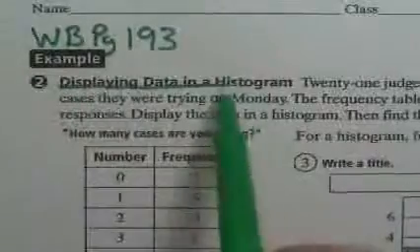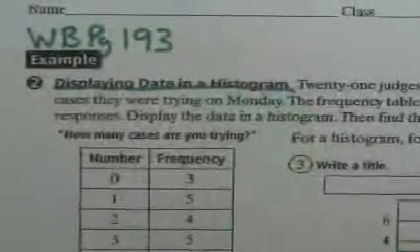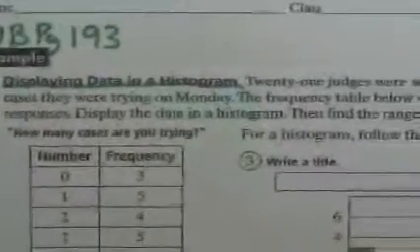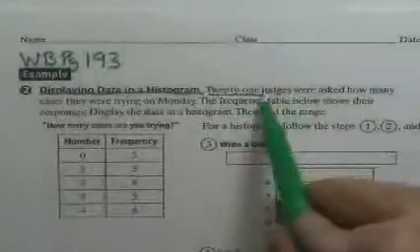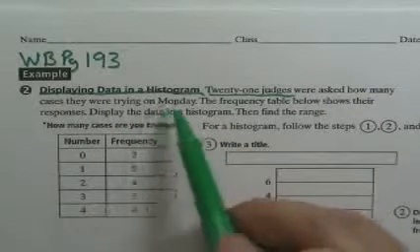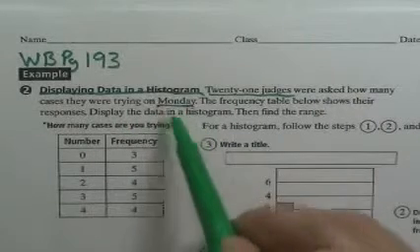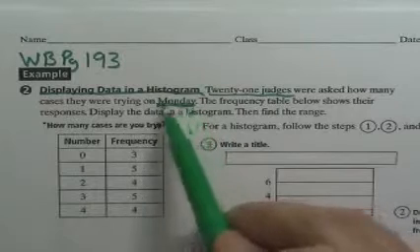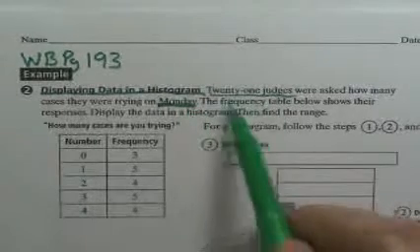Now we're going to display data using a histogram, also known as a bar graph. Excuse me. It says 21 judges were asked how many cases they were trying in court on Monday. Just on the day Monday, how many cases were they having in court? The frequency table below shows the responses. Display the data in a histogram, then find the range.